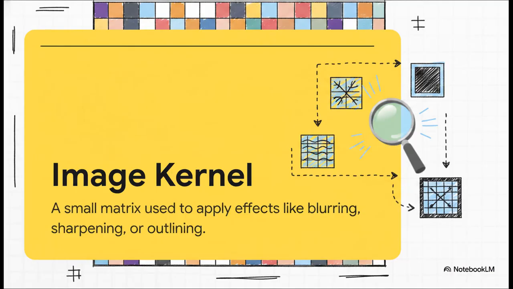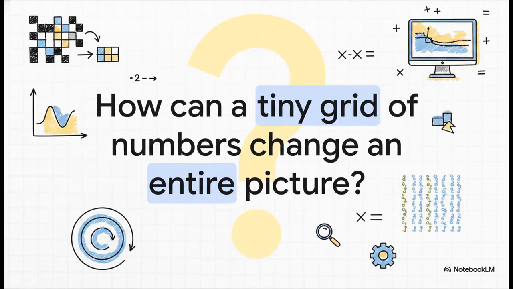So an image kernel is really just another grid of numbers, but a much, much smaller one. I like to think of it as a tiny magnifying glass that has a secret mathematical formula etched into it. To apply an effect, the computer just slides this little kernel over every single pixel of the big image one by one. That is the million-dollar question, isn't it? How can this little matrix have so much power over a giant image? Well, the answer is a mathematical process with a kind of fancy name, but a surprisingly simple idea behind it.